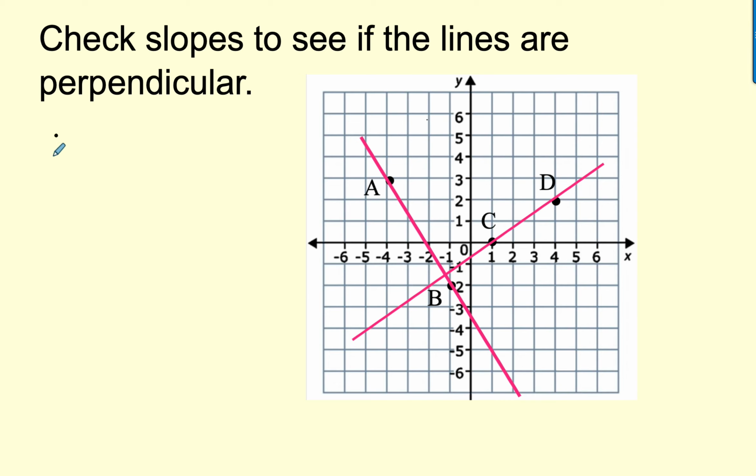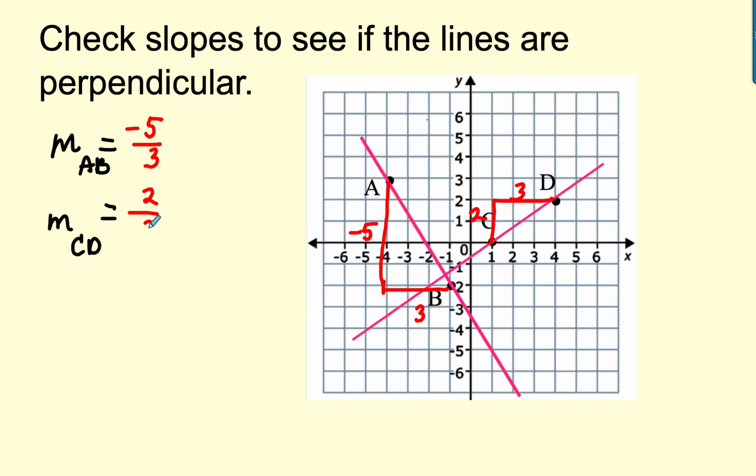I'm going to look at the slope of AB by counting. I'm going from A to B. I'm going to go down 1, 2, 3, 4, 5 units, and I'm going to go over 1, 2, 3 units. So this is a slope of -5 over 3. Now I'm going to look at the slope of CD. I'm going to go from C up 2 units and over 3.